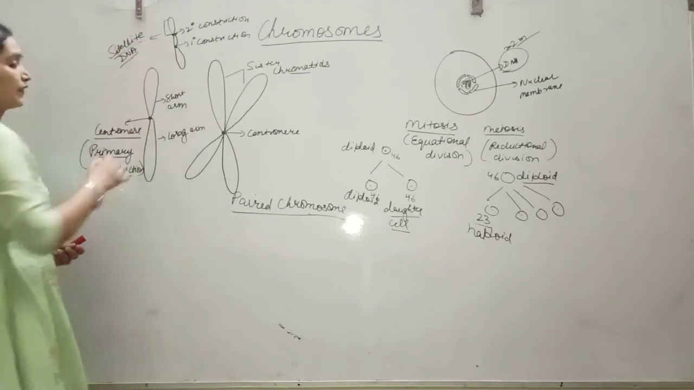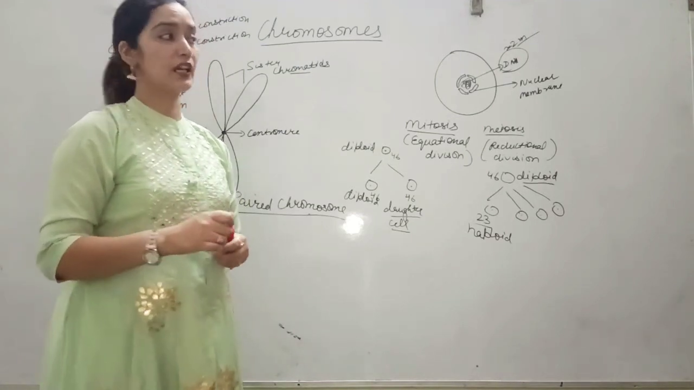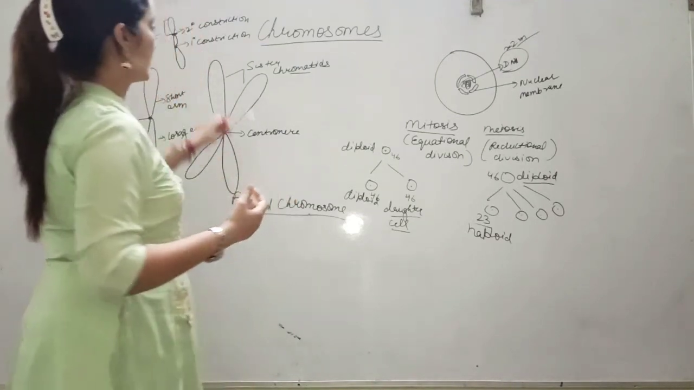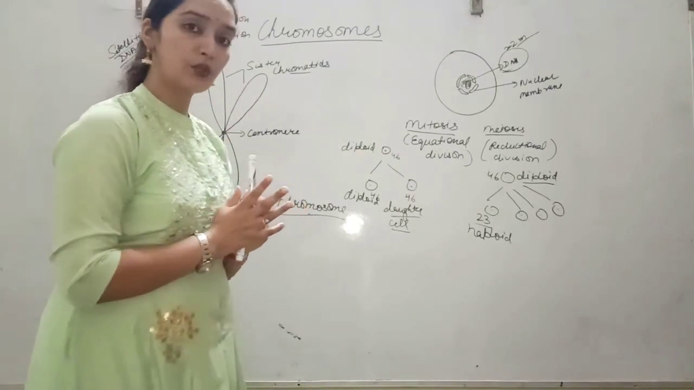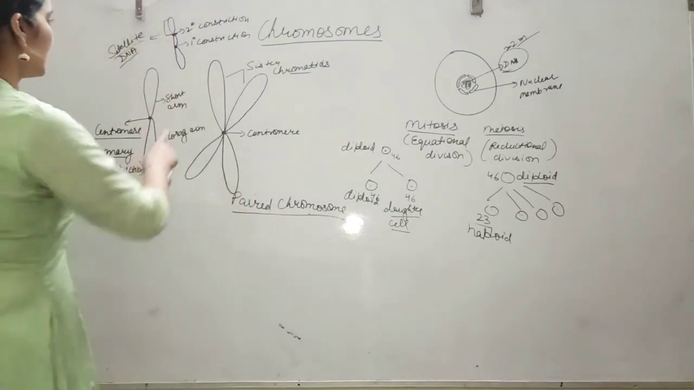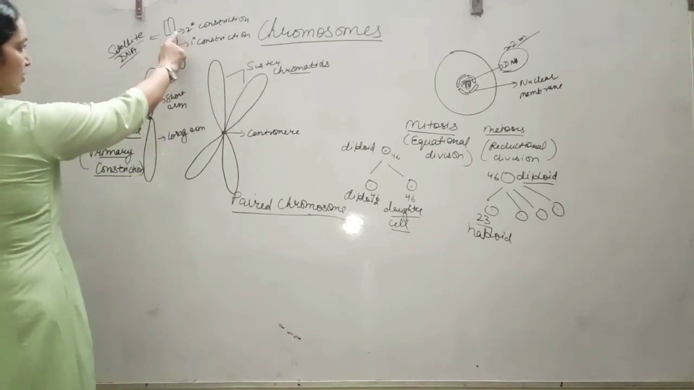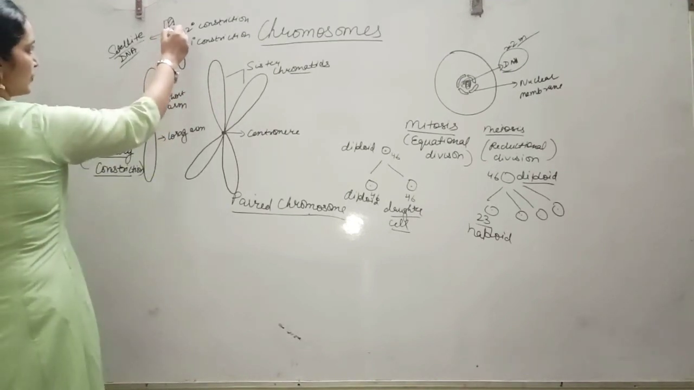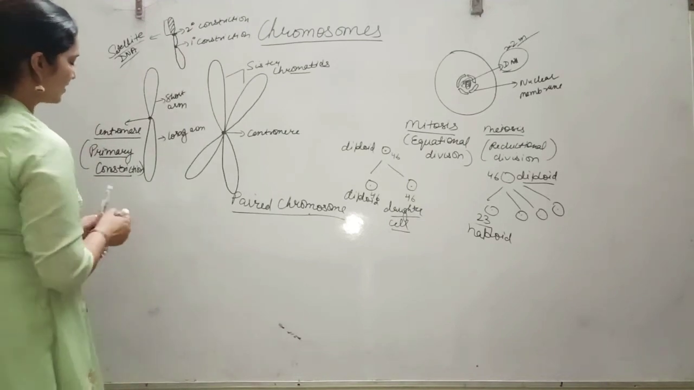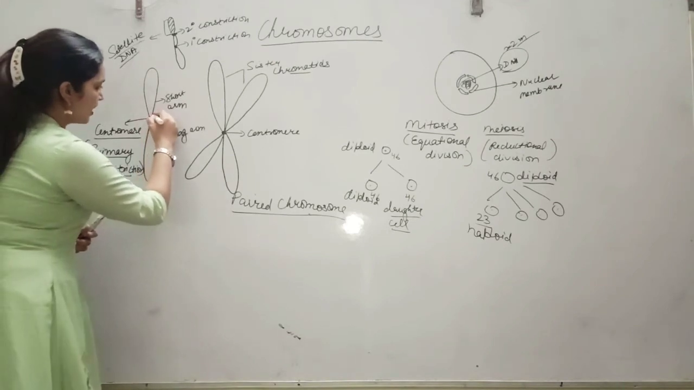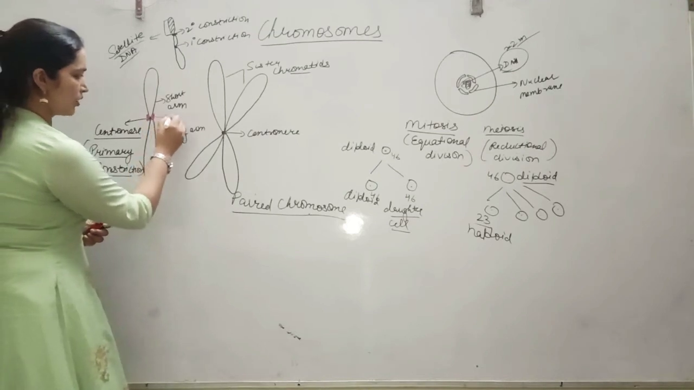As it has a very large number of repetitive sequences, it can also be used in DNA fingerprinting. The terminal ends are called telomeres, which are also related to the aging process, and they have repeating sequences at the end. So this is the primary constriction, this is the secondary constriction, and the region of the chromosome behind the secondary constriction is called satellite DNA.